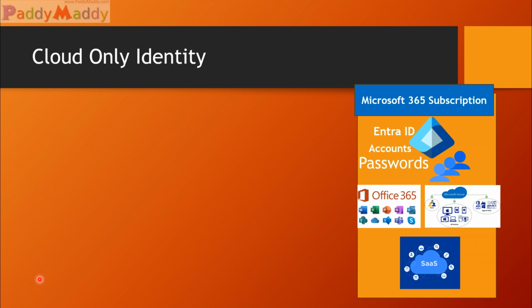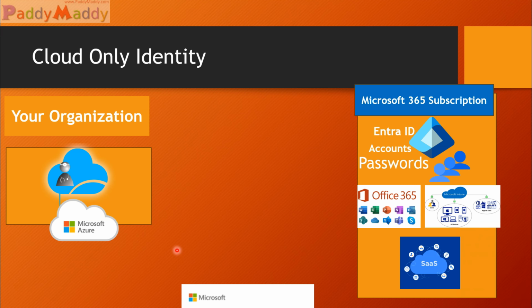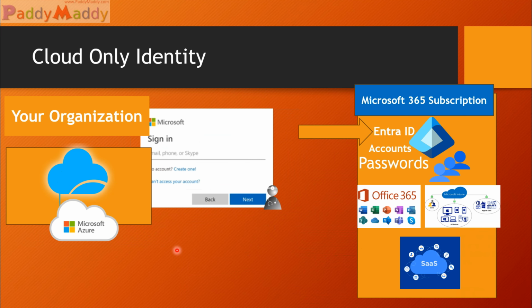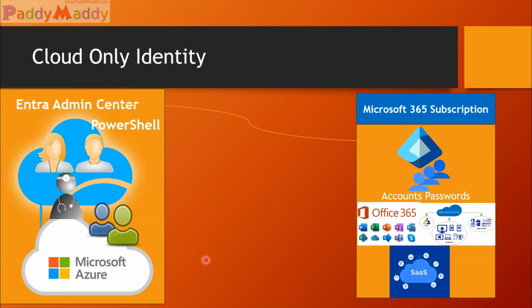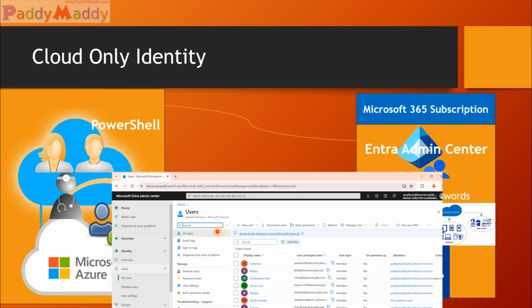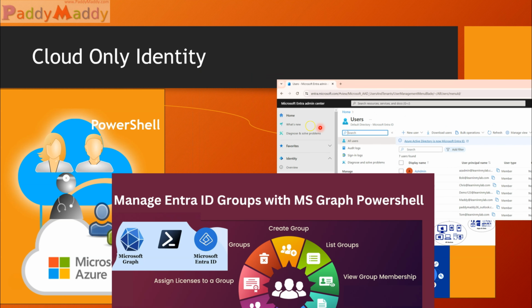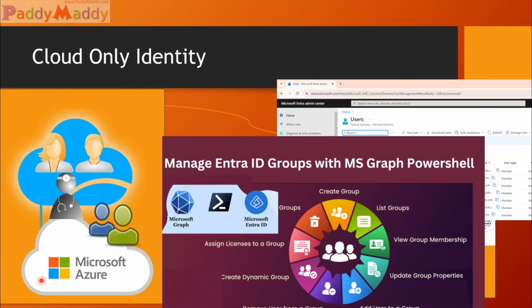Cloud-only identity: user accounts and passwords are stored only in Microsoft Entra ID. This is the best choice when all user accounts are cloud-based. When users sign into Microsoft 365, they will be authenticated by using Entra ID. Creating and managing your user accounts is done with tools such as the Microsoft 365 Admin Center or the Microsoft Entra Admin Center, Microsoft PowerShell, or PowerShell Graph.